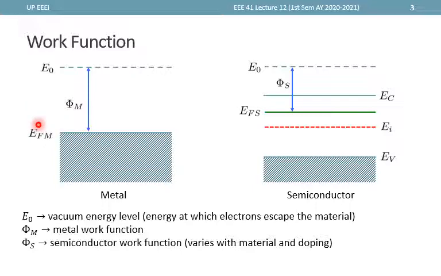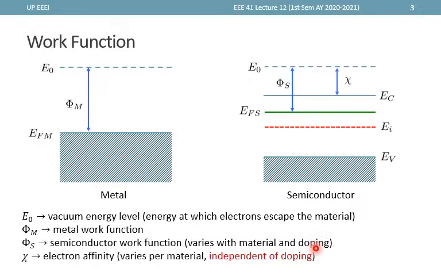However, for semiconductors, the distance between E naught and EF is actually dependent not only on the material but also on the doping, since the Fermi level moves with the doping concentration. What is constant instead for semiconductors is this chi, or electron affinity, which varies per material, for example, silicon, germanium, gallium arsenide, but is independent of doping. So when we change the doping concentration for our semiconductor, the work function changes, but the electron affinity does not change.